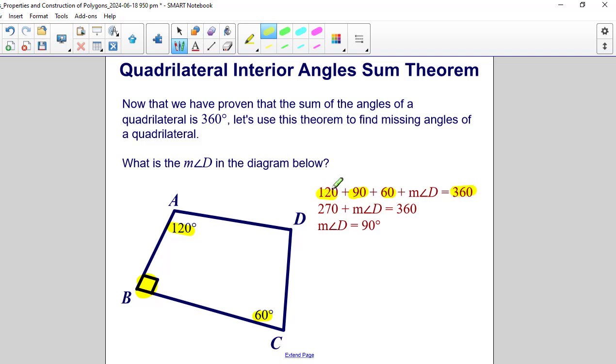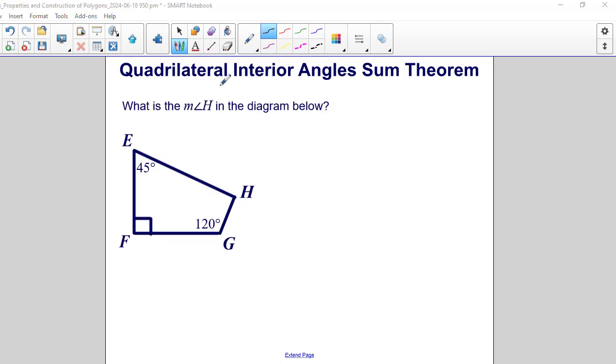If I add 120 plus 90 plus 60, that gives us 270 degrees, plus the measure of angle D is still equal to 360. Subtracting 270 from 360 leaves us with 90 degrees. So the measure of angle D is 90 degrees.